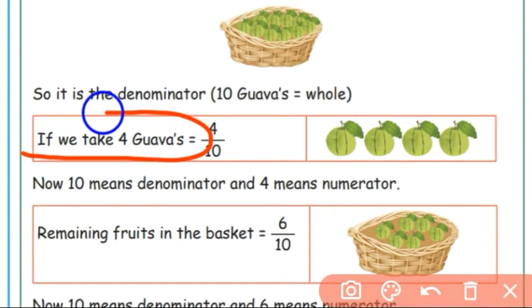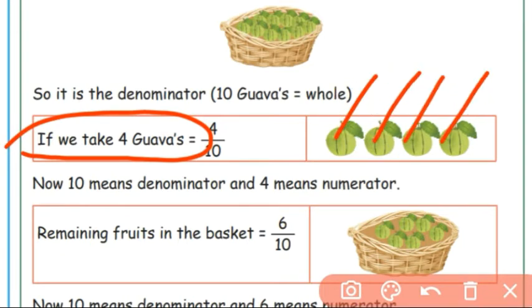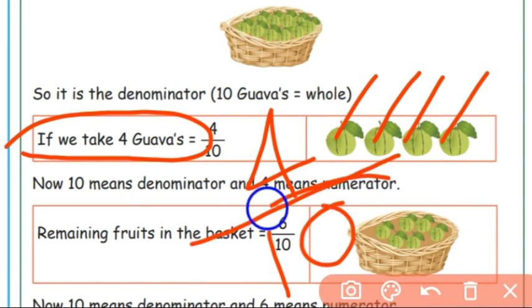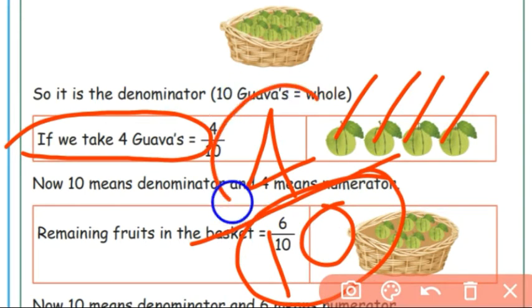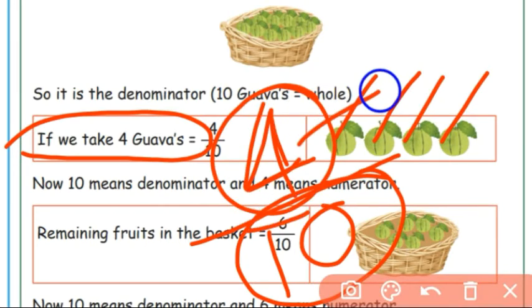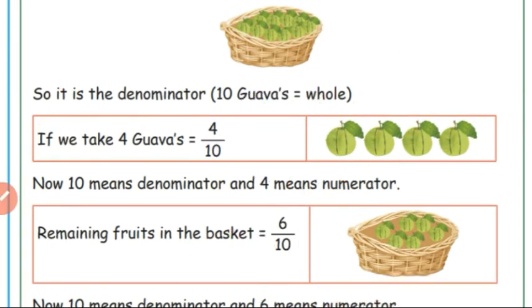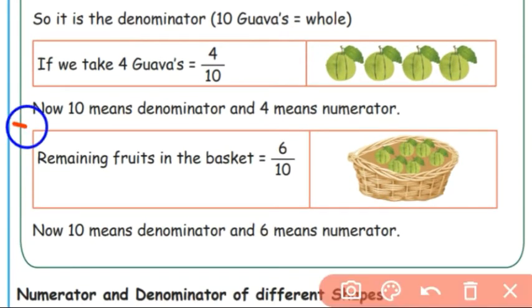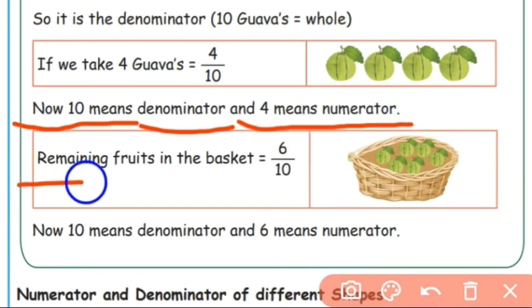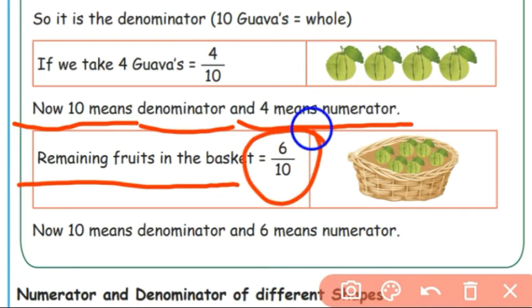If we take 4 guavas from that basket: 1, 2, 3, 4. So 4 divided by 10. The total number of guavas is 10, one whole. I am taking 4 guavas, so 4 by 10. 4 is the numerator and 10 is the denominator. The remaining fruits in the basket are 6 by 10.